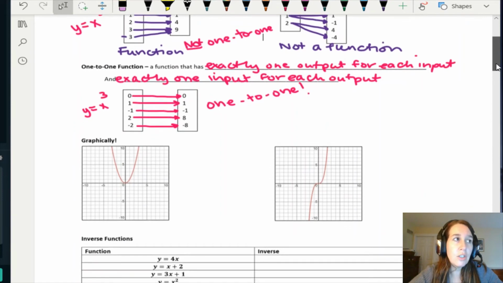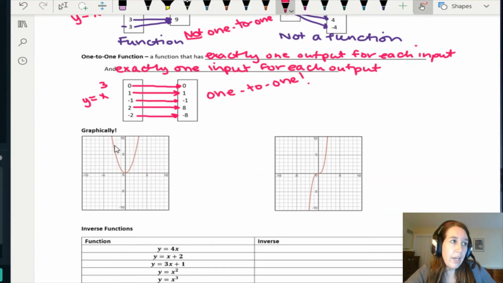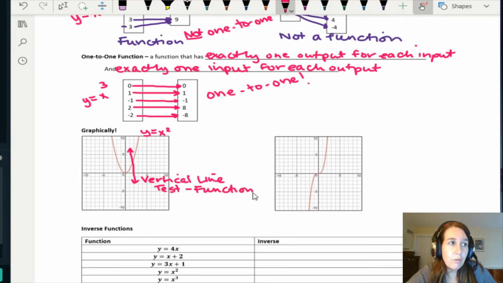Let's look at functions and one-to-one functions graphically. Right here, we have the graph of y equals x squared. As you know, we looked at this a little earlier. The vertical line test tells us that this is a function. If we can draw a vertical line anywhere in the graph and only hit the graph one time, then we know that it is a function.